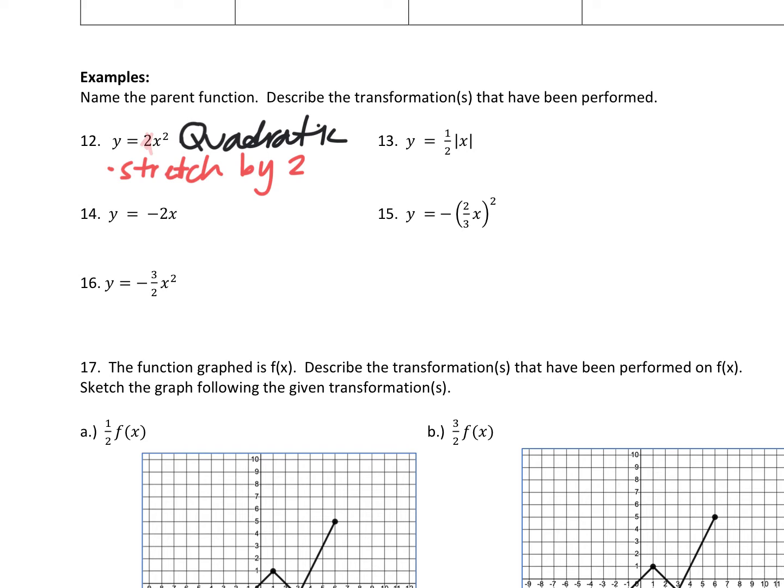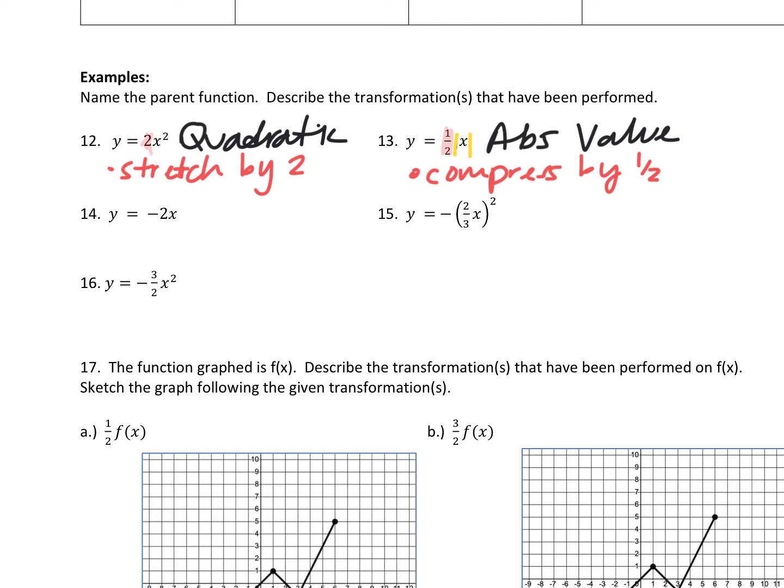Number 13, you see those bars, which means it's absolute value. And that 1/2 in front will make it wider or compress. So that is due to the 1/2 in front of the function, the a value.